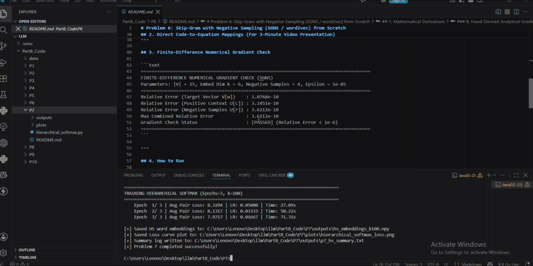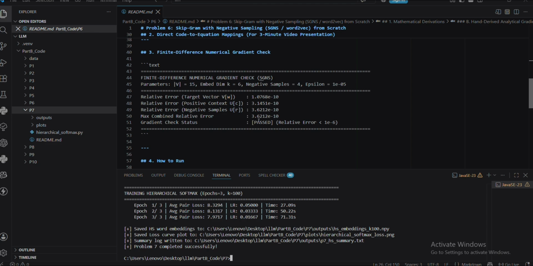The implementation was developed from scratch using a text corpus. The method uses a vocabulary size of 10,000 words and embedding dimensions of 100. During training, the model follows the tree path for each target word and updates the internal node vectors and context vectors using gradient descent.